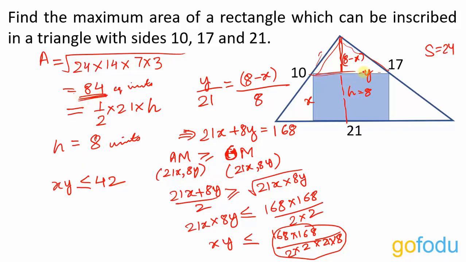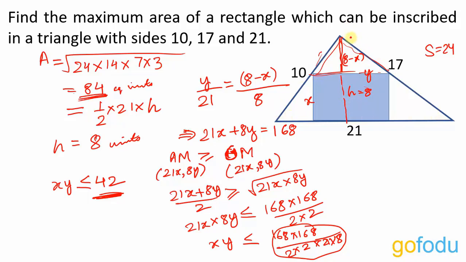And maximum area of this rectangle is what? Length into breadth, x into y. This is the area of this rectangle, which could be 42 at max. So you can see 42 is half of 84. Maximum area of this rectangle could be half of the area of this overall triangle.